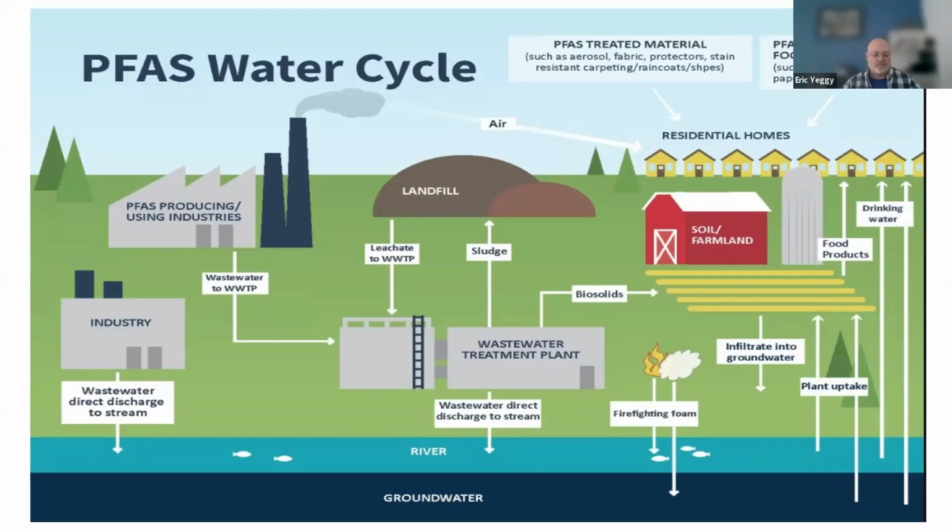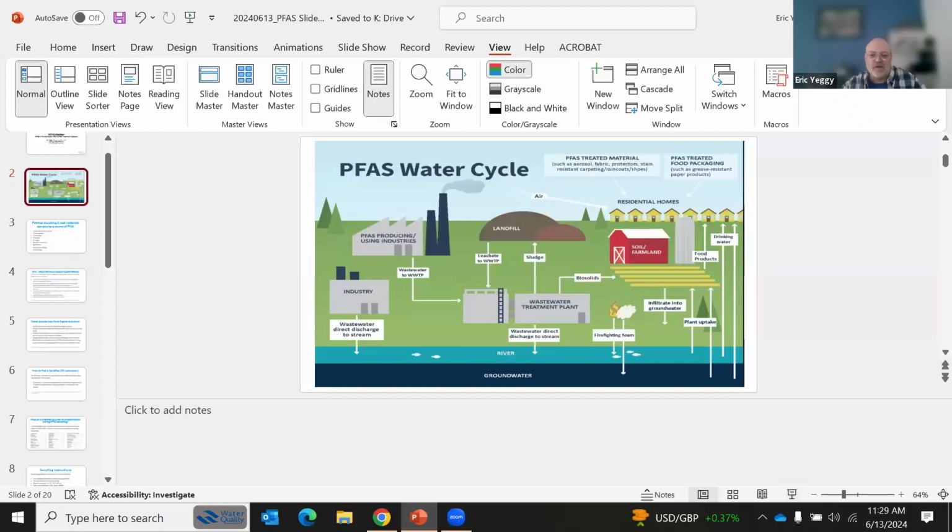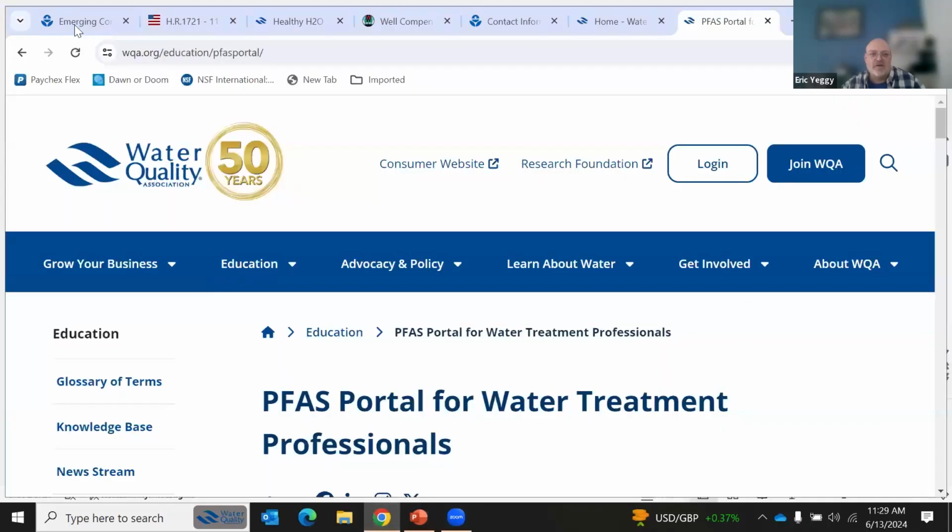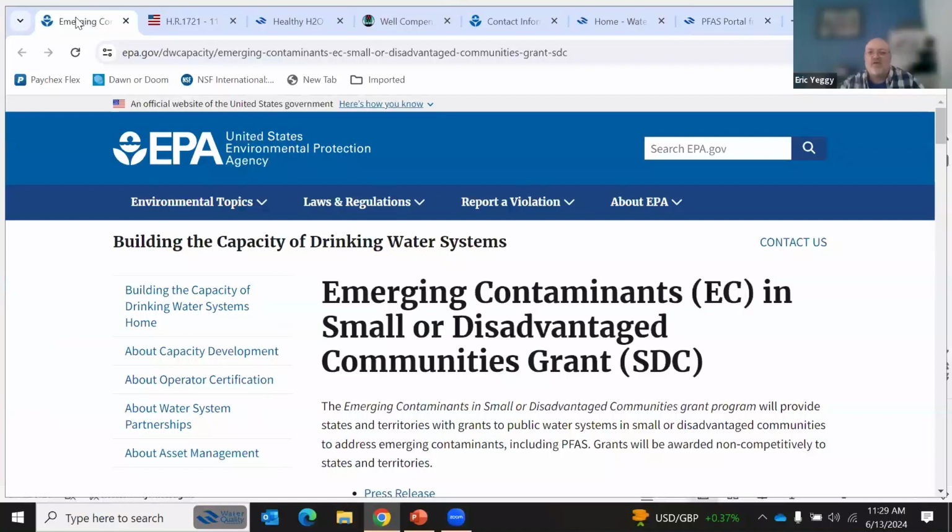Yes. So the EPA rule included $1 billion in funding to help private well owners and small systems with testing and treatment. And I believe those funds are being distributed through this Emerging Contaminant Small or Disadvantaged Communities Grant Program. So again, contact your local health department, find out if they are taking advantage, if they have any programs that are pulling any of that money.